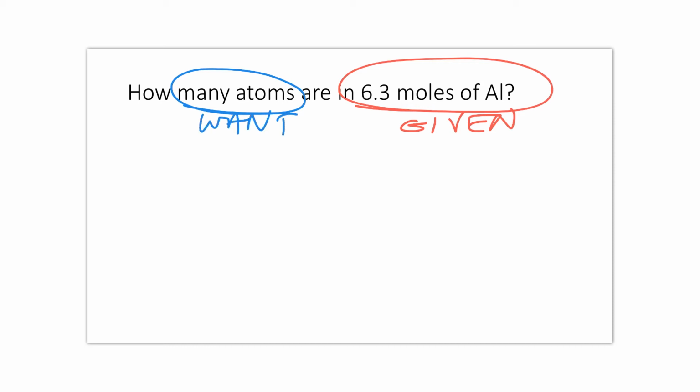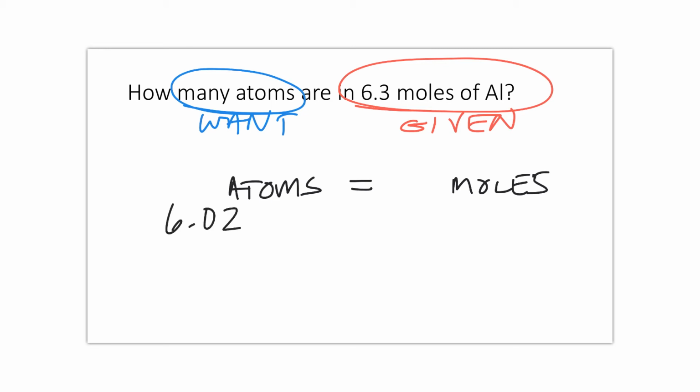And now I need something between atoms equaling moles. Now I know what the conversion factor is. There are 6.02 times 10 to the 23rd atoms, or representative particles, in 1 mole of material. So I can use that when I set up the next equation.